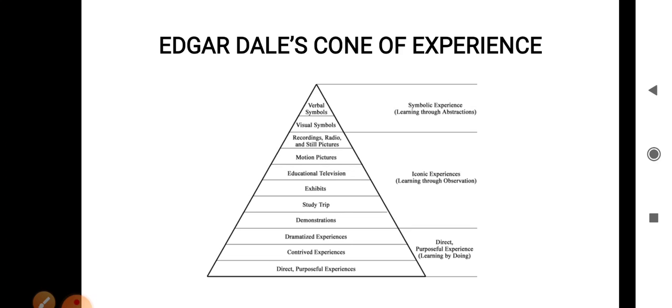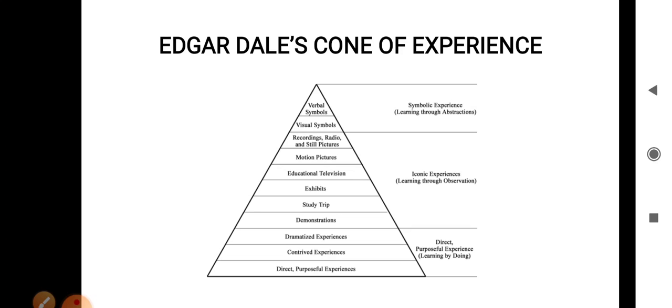Dito, visual symbols na lang, yung nakikita na lang, yung mga text na lang ito. And of course, verbal symbols, more on pagsasalita na lang. So therefore, as what you could really see, if you are teaching elementary pupils, therefore, you need to make use of direct, purposeful experiences. That is why as a teacher, we need to let the students experience things. For example, instead of just showing how to plant trees, you need to let your students plant their own trees.